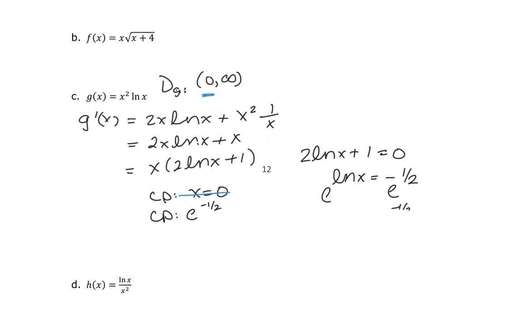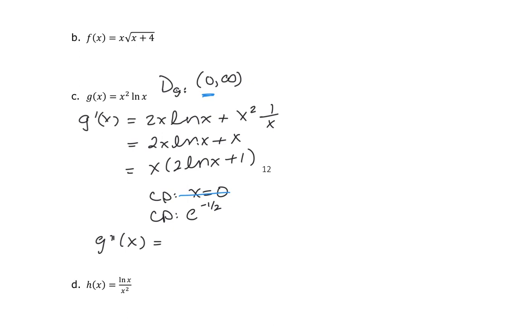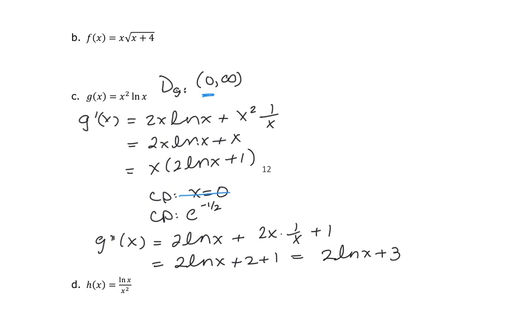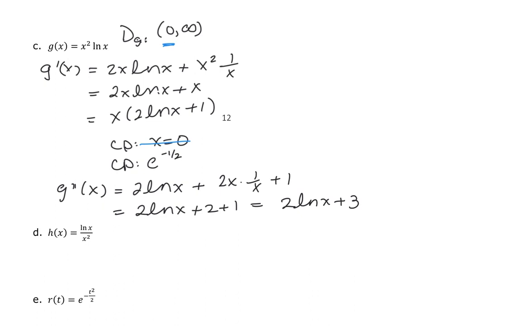What I'm going to do now is I'm going to do my second derivative. G double prime of x is going to be 2, the natural log of x, plus 2x multiplied by 1 over x, and then plus 1. So this is going to be 2, the natural log of x, plus 2 plus 1. So 2, the natural log of x plus 3. Okay, so I'm going to set this thing equal to 0 so I can find my point of inflection, if it is a point of inflection. And so I'm going to have the natural log of x is equal to negative 3/2. So x is equal to e raised to the negative 3/2. So this is a possible point of inflection.